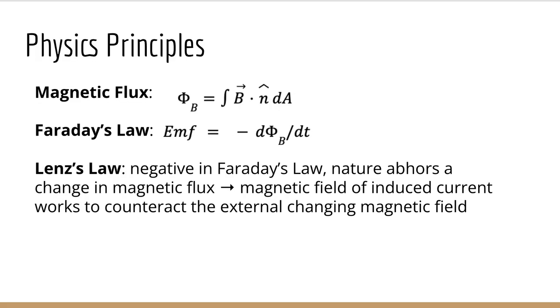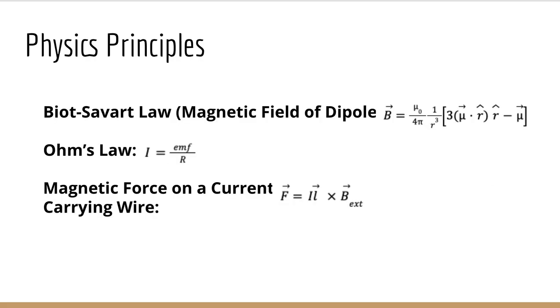Some physics principles that are important in this lab are magnetic flux, shown here with the integral of B dot n, the normal vector, dA, and then Faraday's law, where EMF is going to equal the negative derivative of flux, and then Lenz's law, where, as with the negative in Faraday's law, nature abhors a change in magnetic flux, and the magnetic field of the induced current works to counteract the external changing magnetic field.